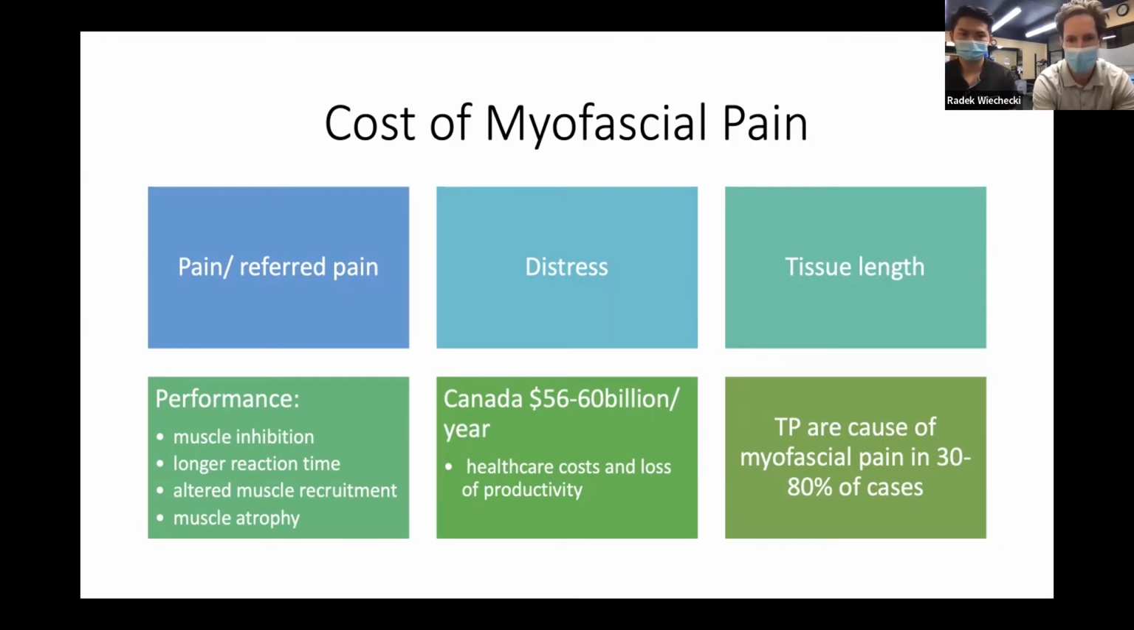Canadians, as a result of myofascial pain, spend about, or it costs Canada about $56 to $60 billion a year in a combination of healthcare costs and loss of productivity. So it is a substantial condition with a substantial cost here in Canada. And trigger points are a cause of myofascial pain in up to 80% of cases. So it is something that is modifiable and can be treated with self-management or physiotherapy.